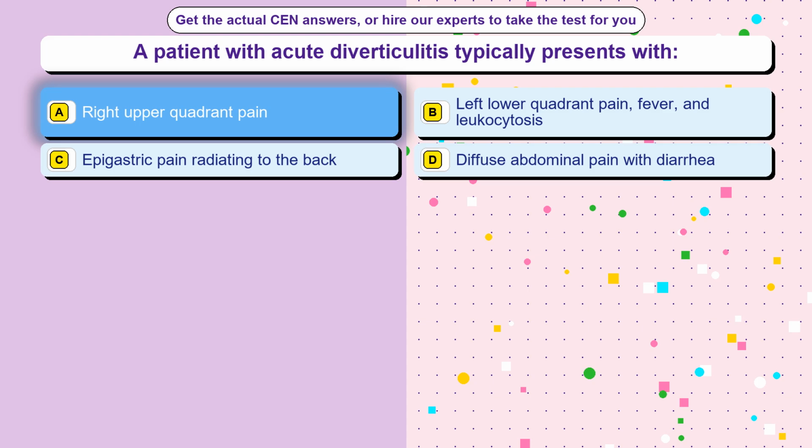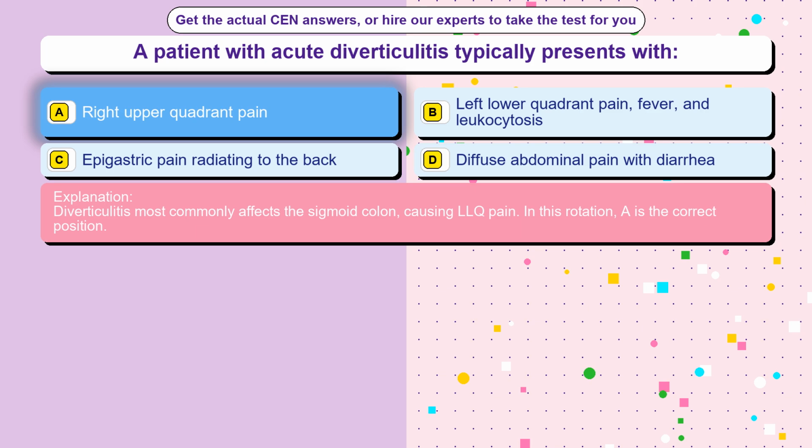The correct answer is option A, right upper quadrant pain. Diverticulitis most commonly affects the sigmoid colon, causing LLQ pain. In this rotation, A is the correct position.